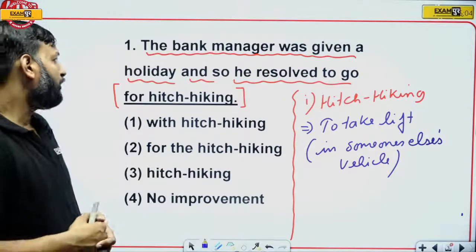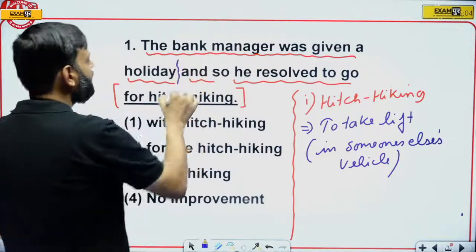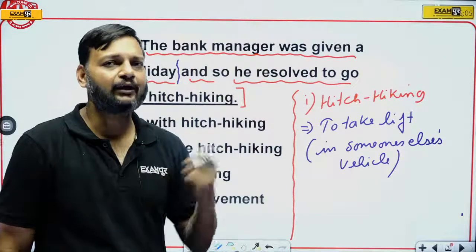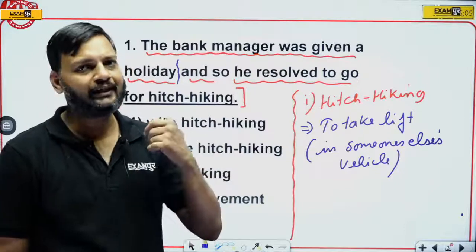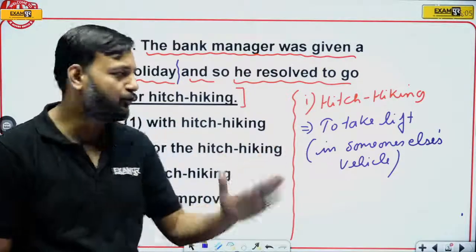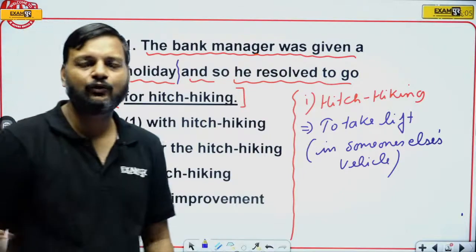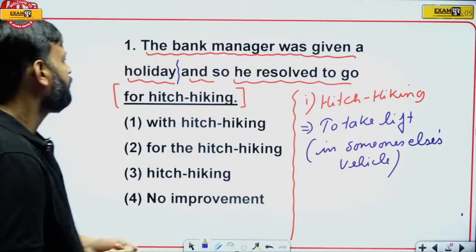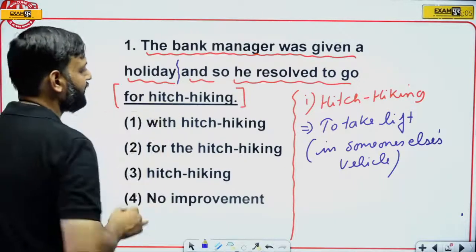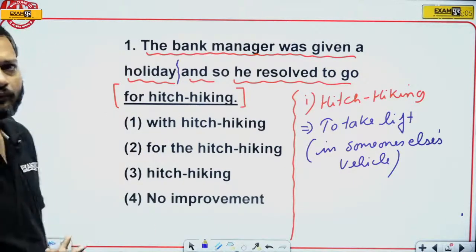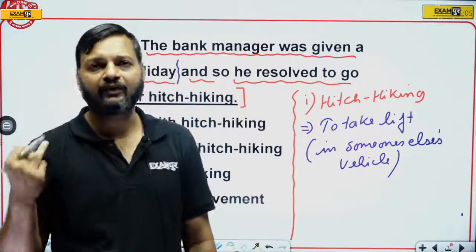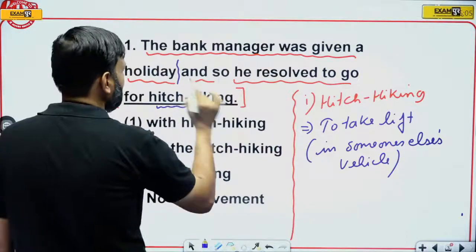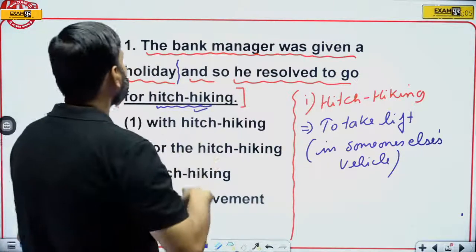Here the bank manager was given a holiday. A bank manager had some work at home, so he was given a holiday. Now he had to go home, but I guess he doesn't have his own vehicle, or his vehicle must have some problem. So he resolved to go for hitchhiking, like, he decided to go home by taking a lift. The word hitchhiking is absolutely correct. But now come to grammar.